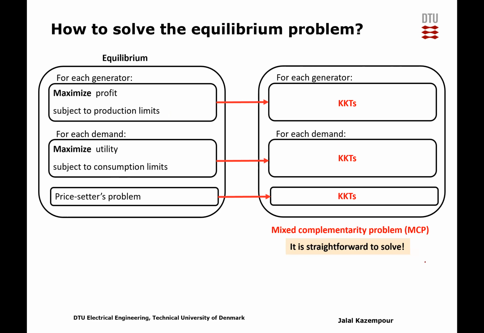Now we have a system of equations, all the combinations of the KKTs. We call it an MCP, a mixed complementarity problem, and it's straightforward to solve. For example, we can use the solver PATH to solve it. We will see a PATH code in GAMS later in the slides. I also uploaded a PATH code related to our example on the DTU Inside portal.